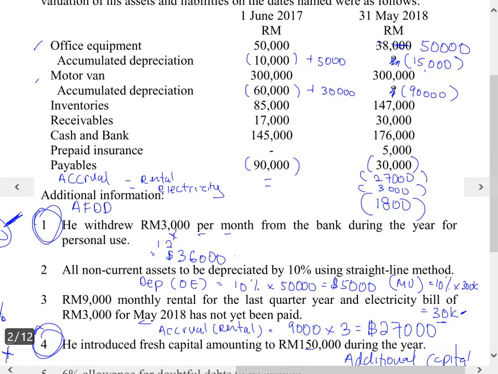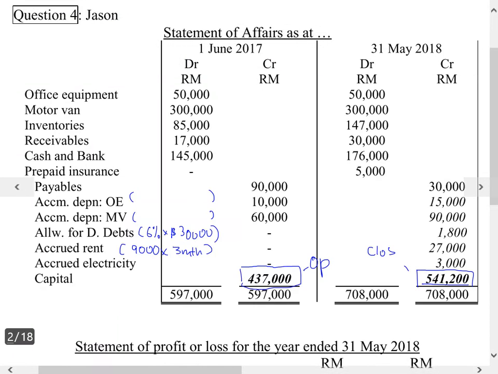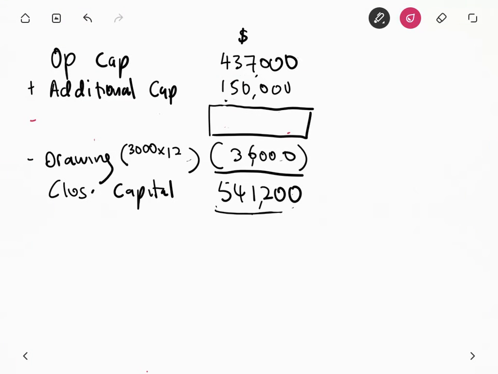Additional capital is 150,000. Drawing is 36,000. Answer? Profit or loss? How much? 9,008. Profit or loss, sorry. It is a loss. Double check, it is a loss. Anyway, we got a minus, that's why it's a loss.